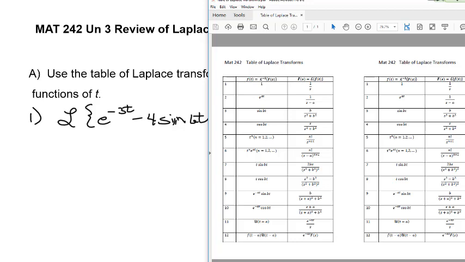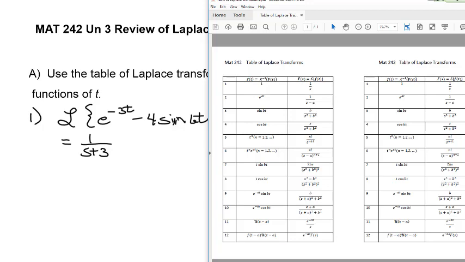So for the first term, the Laplace of e to the negative 3t would satisfy rule number 2, e to the at. And the Laplace of e to the at is 1 over s minus a. So this first term would simply be 1 over s minus a negative 3, which would make it s plus 3. Notice that the rule says that the sign of the constant in that denominator expression is the opposite of the sign of the coefficient of t.